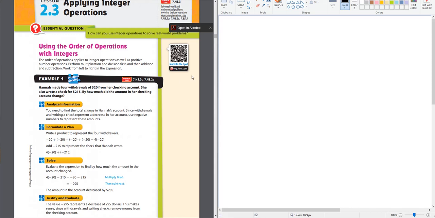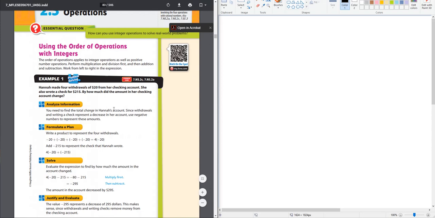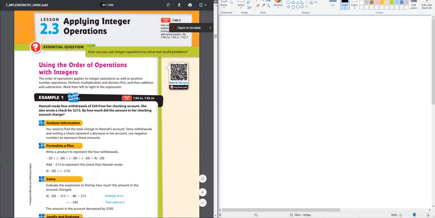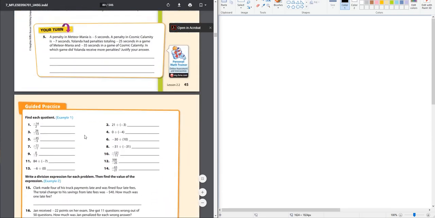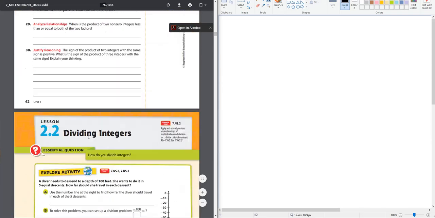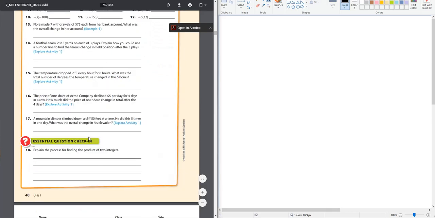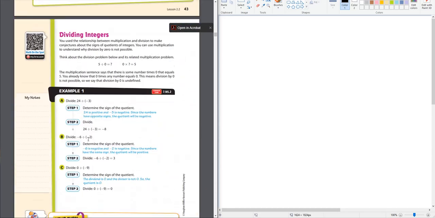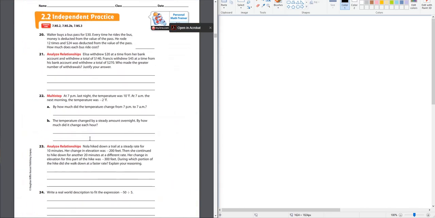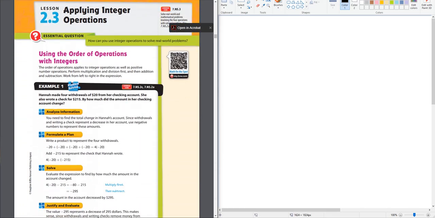Hey everyone. So we're wrapping up our integer operations unit here. I'm skipping through 2.1 and 2.2 for the sole reason that we went over it in class. Now, for those of you who weren't there, I'm going to quickly review it before moving on to 2.3. So, really quickly, I'm going to do a couple of practice problems.